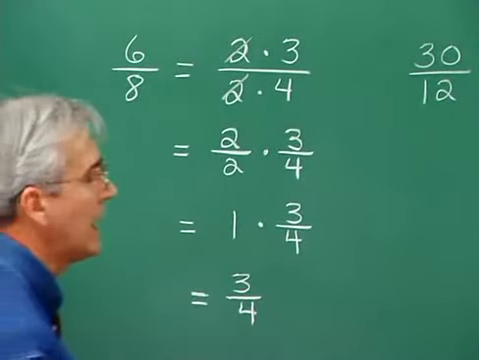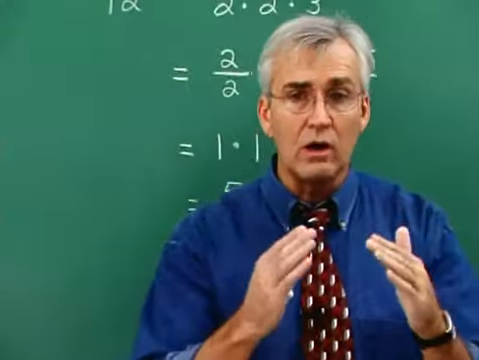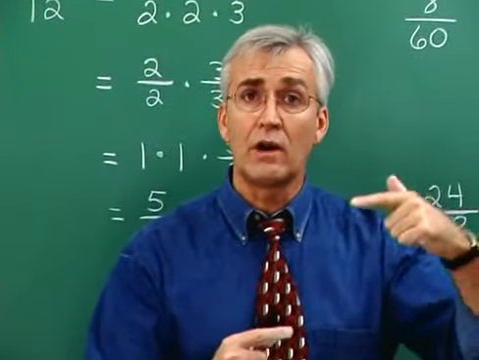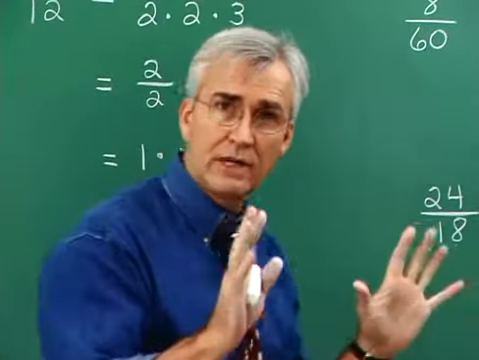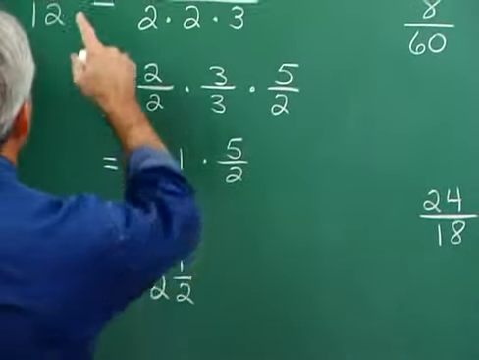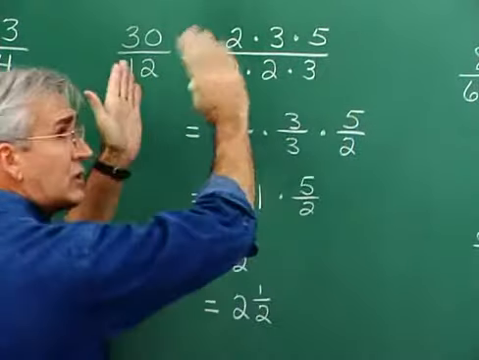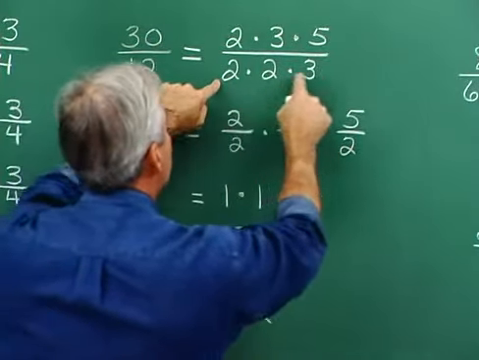Let's go through it again. Now, I want to make sure we understand that all we are doing is eliminating like factors in numerator and denominator by reducing in this way. And I'm going to take the long road here one more time. 30 can be written as 2 times 3 times 5. You know, it's 6 times 5, and 6 is 2 times 3. Okay. And 12 is 2 times 2 times 3.